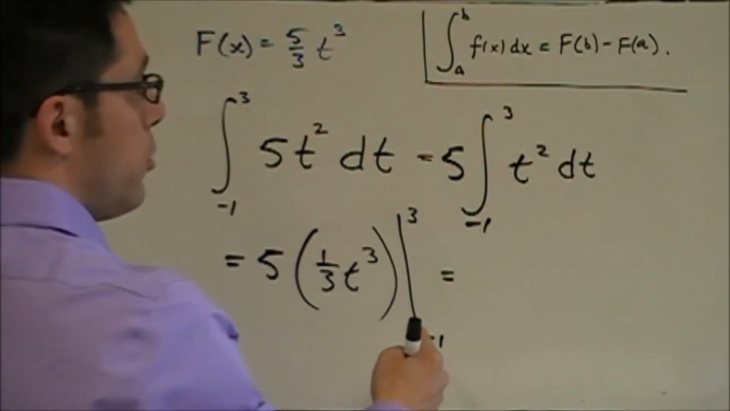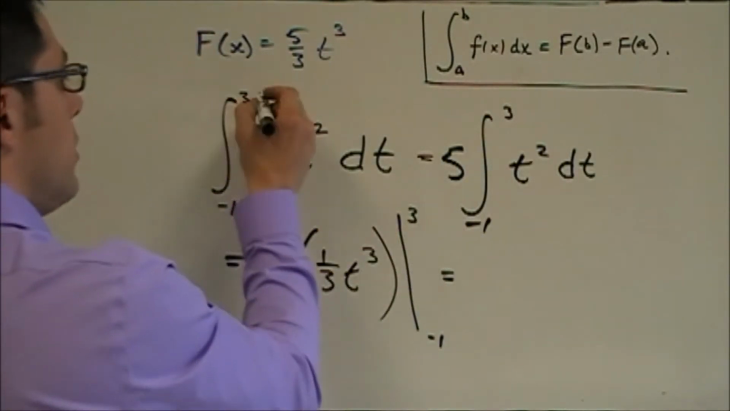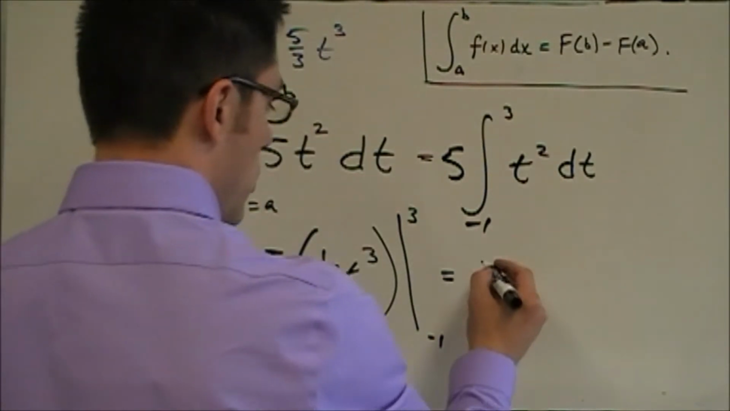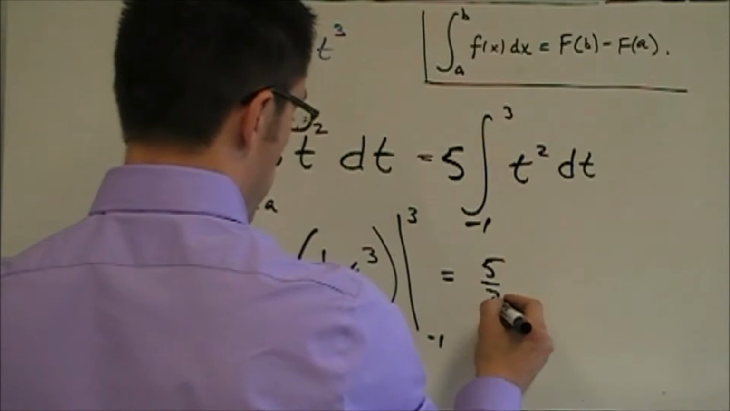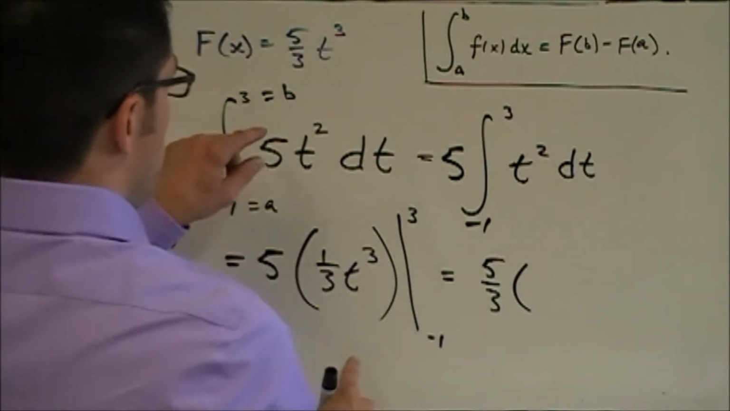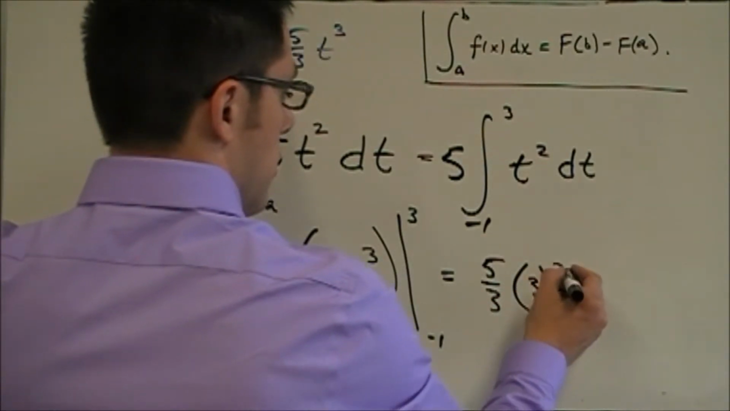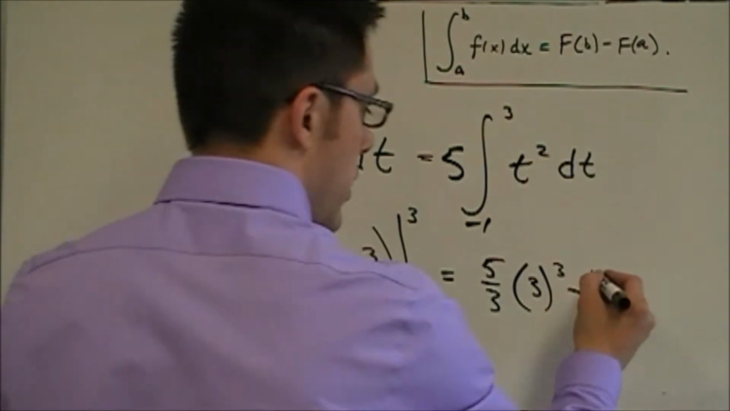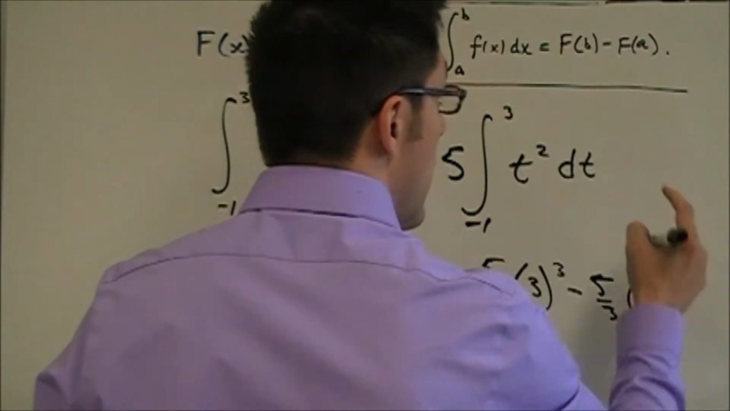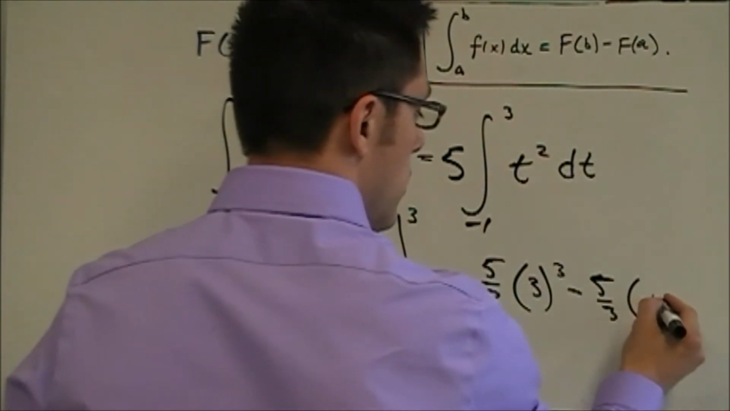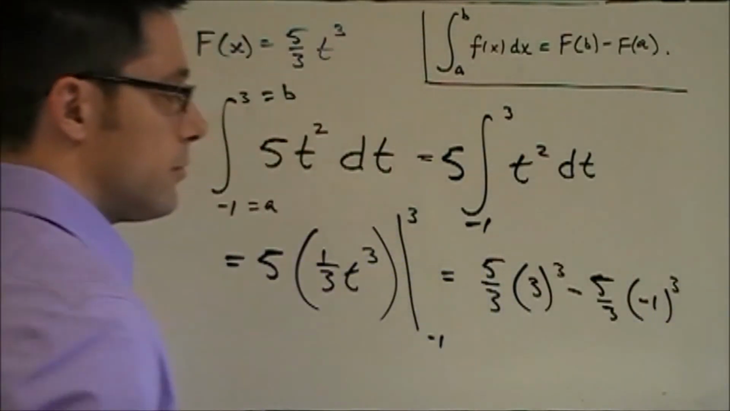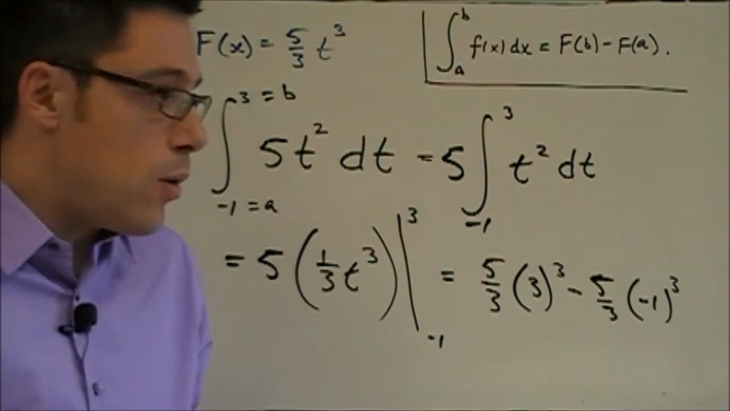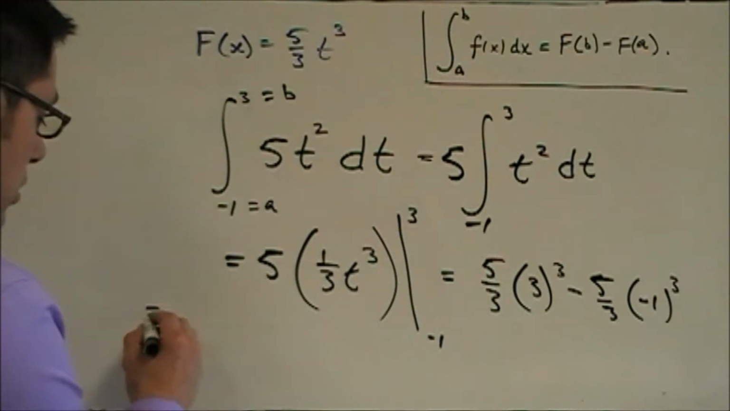points. Right? So I'm going to put b in first. B is 3. This is b, this is A. So I have 5/3. I've got to put B in, so that's 3 cubed, minus plug in A for T. So I have 5/3 A. A is -1 cubed. All I have to do is compute these values, and I'm going to get a number out. That's what I want. So let's continue and finish.